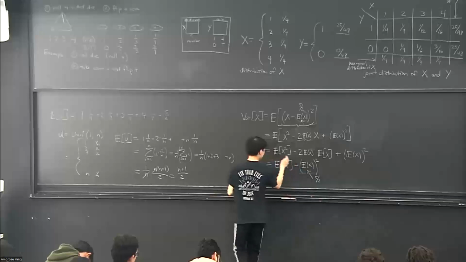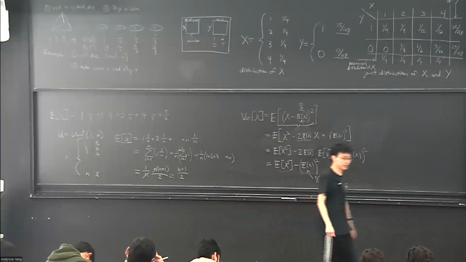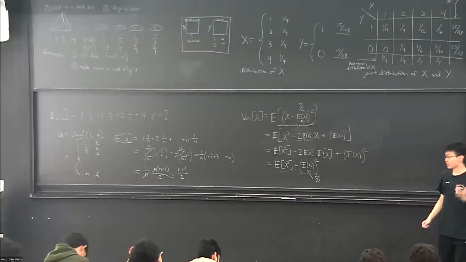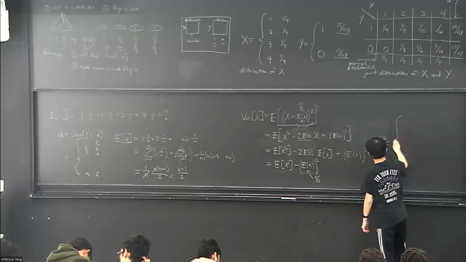And you also need to figure out what this is. What is the expected value of x squared? So now I have to go back and write out the distribution of x squared. What is the distribution of x squared?